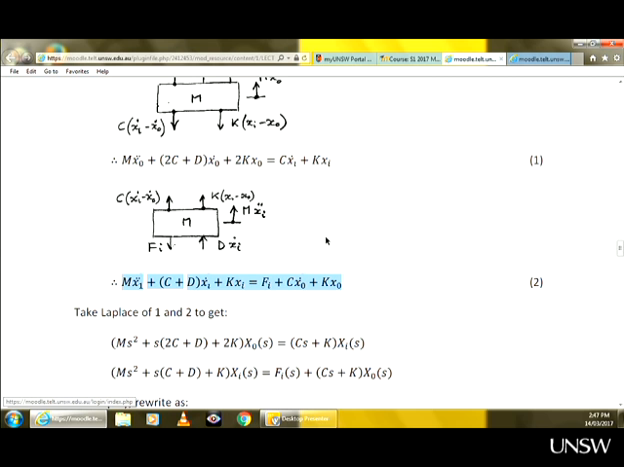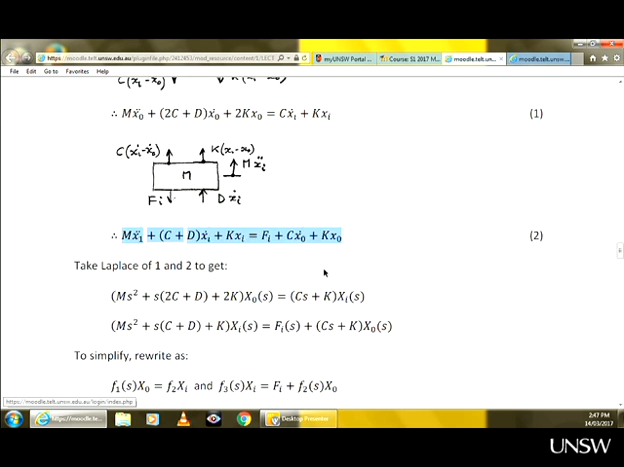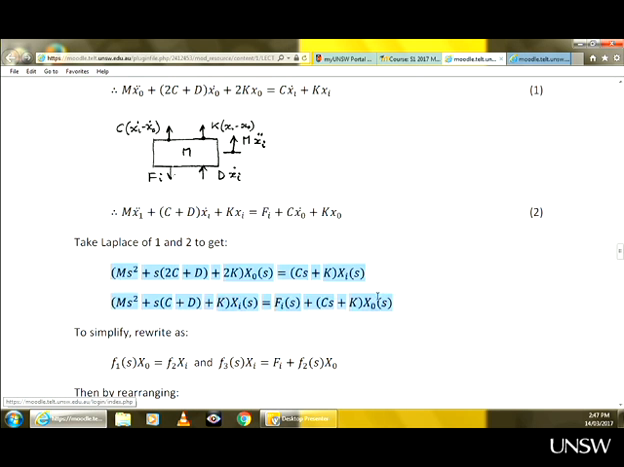To make it simpler, what I suggest is before you eliminate the intermediate variable, apply the Laplace transform to equation 1 and Laplace transform to equation 2. So that way, you get two new equations in the s domain. Two equations with three variables, Fi, Xi, Xo. And what is good about this is that Xi has no derivatives, only Xi. So it is now much easier to eliminate Xi between the two equations.